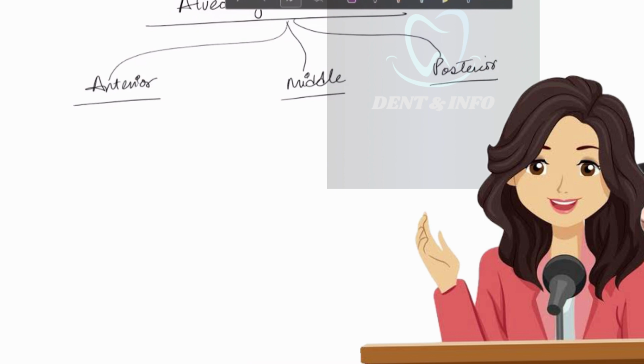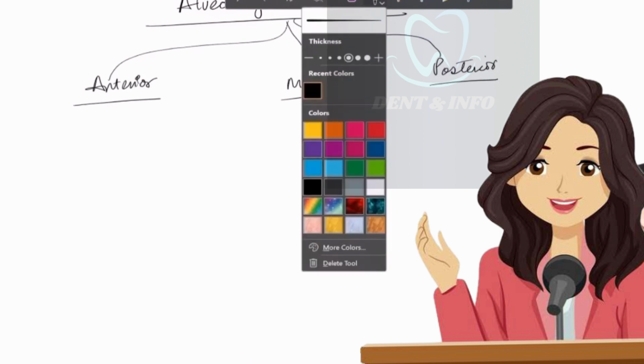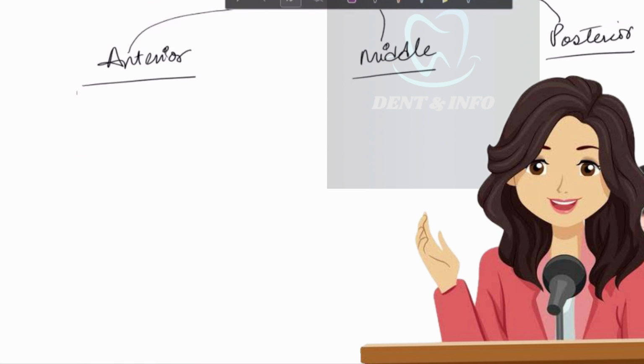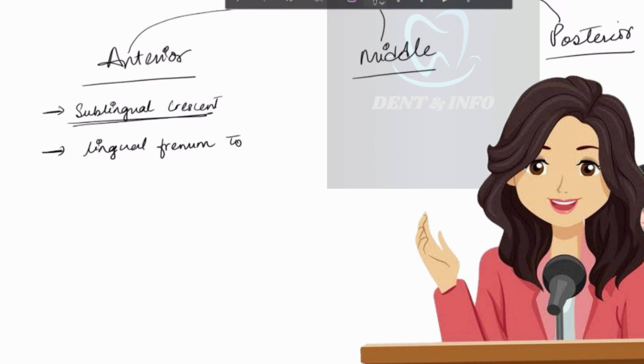So let us understand what anterior part is mainly. Anteriorly, if we see, it is also called as the sublingual crescent area or the anterior sublingual fold. That is another name for anterior alveolingual sulcus. Where does it extend from? It extends from the lingual frenum to just the starting point of mylohyoid ridge portion. So where the sulcus curves, that is just exactly where the anterior part is.